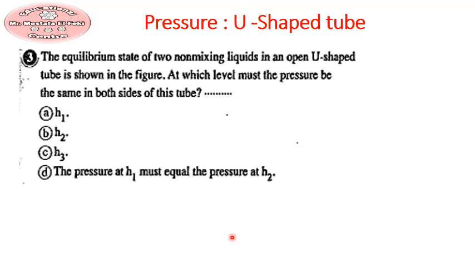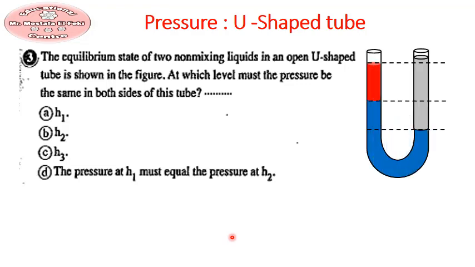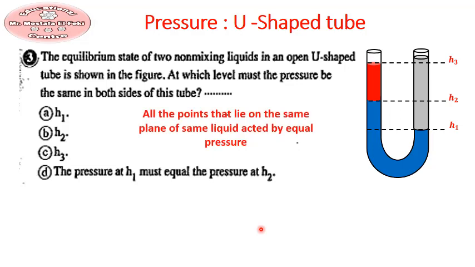The equilibrium state of two non-mixing liquids in the open U-shaped tube is shown in the figure. At which level must the pressure be the same on both sides of the U-shaped tube? At which level? H1, H2 or H3? At H1, because all the points that lie at the same horizontal plane of the same liquid are acted on by equal pressure. Then the correct answer is H1.